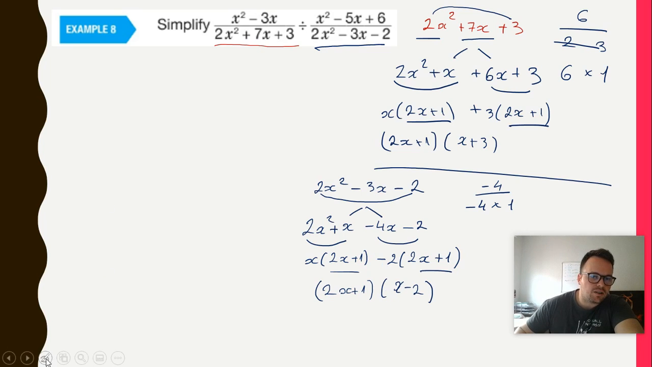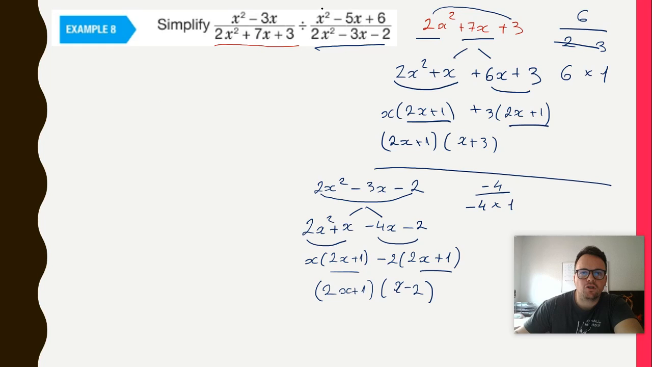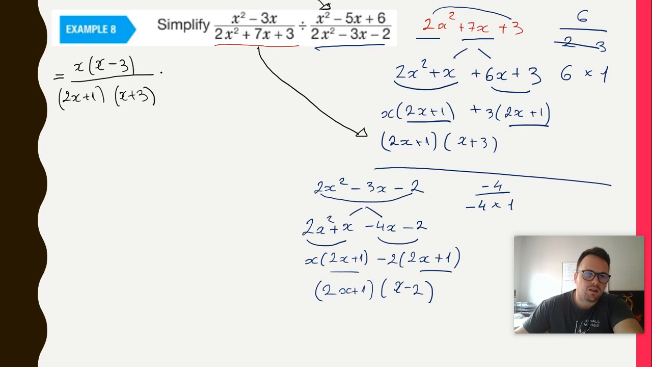Okay. I think that top one here, it's quite easy to do. So we are going to factorize that directly. So let's write this down. Then the top I can factorize that. The common factor is x, so it's x minus 3 over. We've just factorized that as 2x plus 1 times x plus 3.